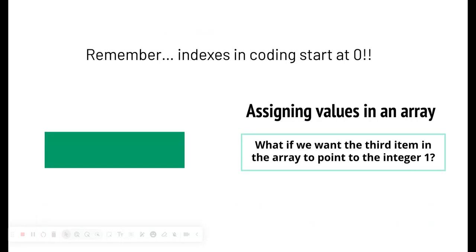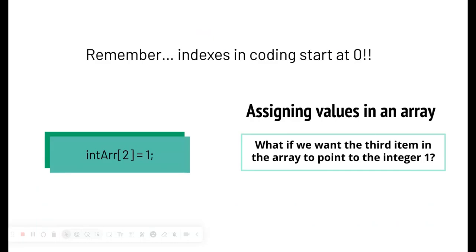Alright, so assigning values in an array. What if we want the third item in an array to point to the integer 1? Now remember, indexes in coding start at 0, which means the third item in the array will have index 2. So we would say intArray[2] = 1. These two brackets here are your way of accessing the index, and then equals 1 is assigning it the value of 1.